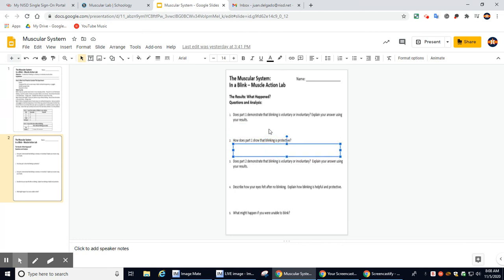After that, you have 5 analysis questions. The first 2 deal with part 1. The second 2 deal with part 2. And then you have number 5, which is getting you to think outside of the box.